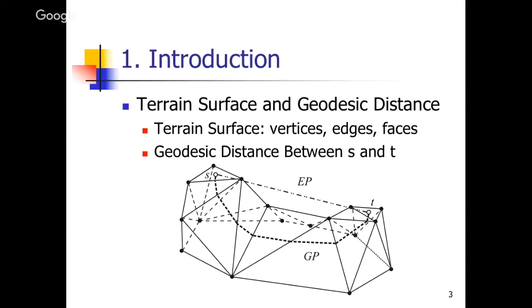In this example, there are 2 points of interest on the terrain surface, S and T. There are 2 paths between S and T. One is EP, and the other one is GP. EP is the shortest path between S and T in the Euclidean space, and GP is the shortest path between S and T on the terrain surface. The length of GP is called the geodesic distance between S and T.